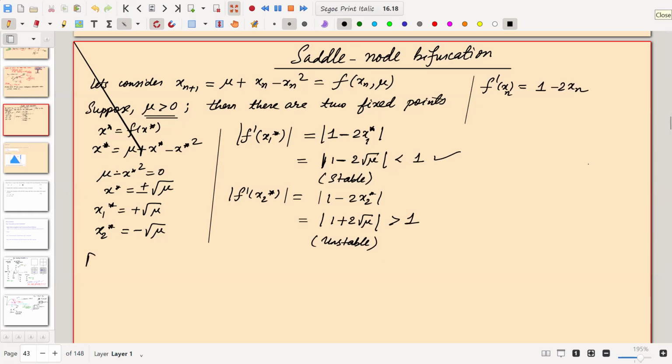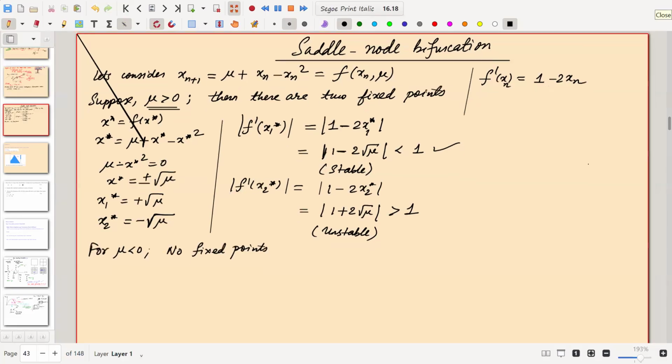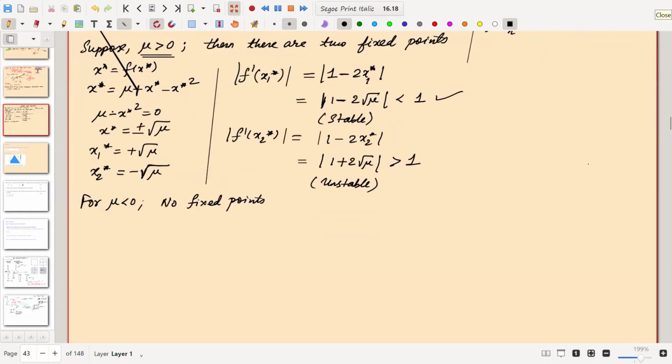Now what happens for mu less than 0? Yes, a fixed point must be real. So no fixed points, because you have a root over the sign. Right? So x1 star and x2 star will be complex, which doesn't define a fixed point. So therefore there is no fixed point. Right? Okay.